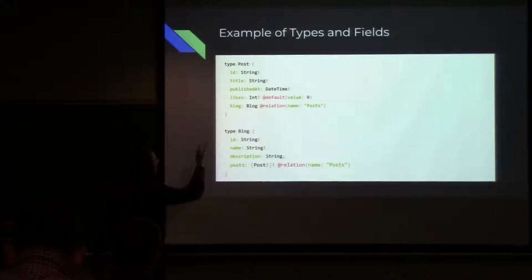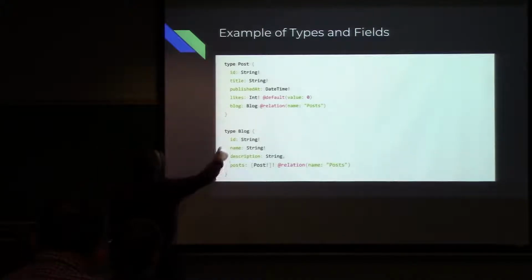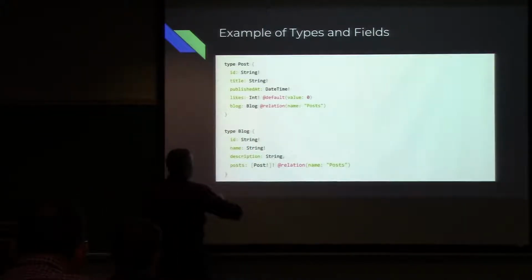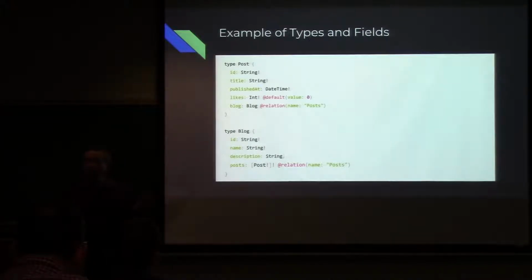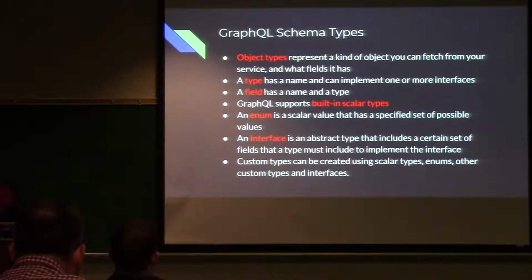So you can see that these two types, and the interesting thing is that post has a reference to blog, and blog has a reference to posts. So this is your graph. This is how you define relationships between these objects. And we'll go through what some of the quirks of this notation mean.